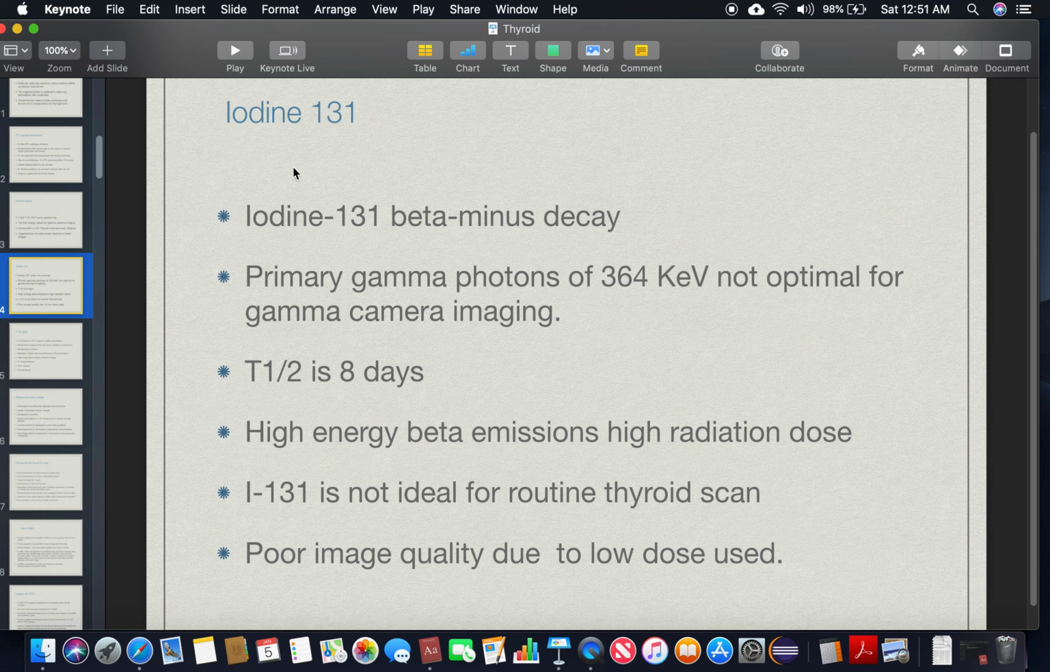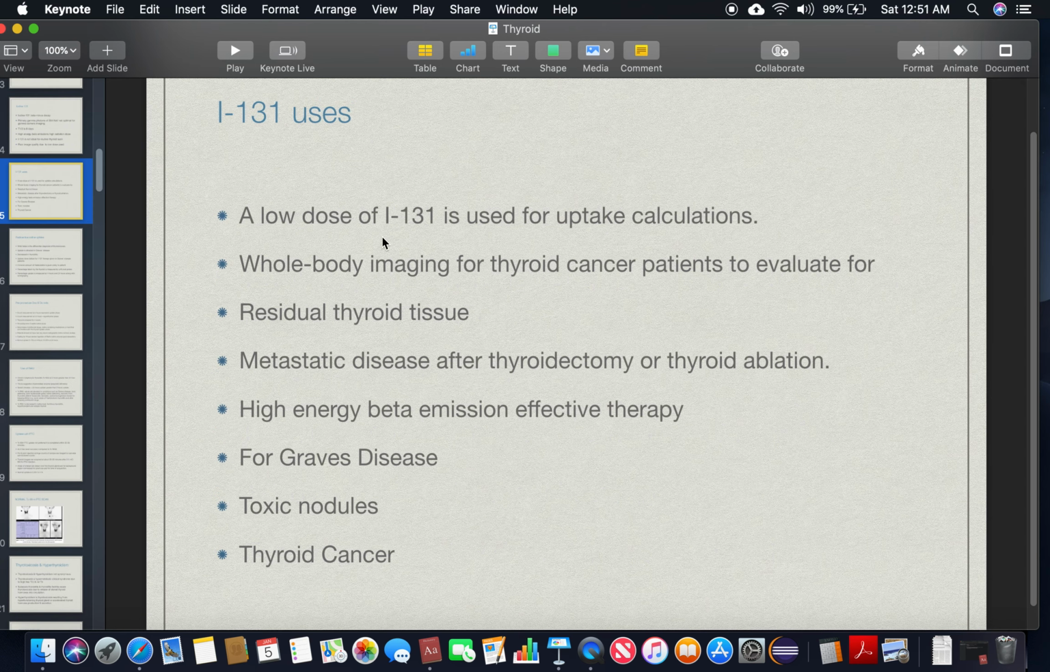So iodine 131 is a beta emitter. It decays by beta minus decay. It has a gamma photon energy of 364 keV, which is not optimal, leading to penetration through the septa. It has a T-half of 8 days, a long T-half, and obviously it gives a high radiation dose, so it's not ideal for routine thyroid scan. It's gone out of favor now. Poor image quality because we have to give low doses to reduce the radiation.